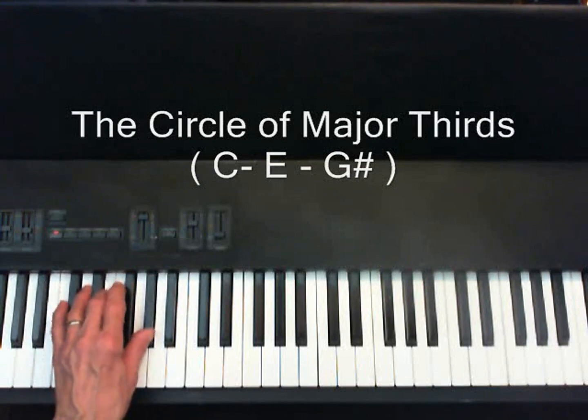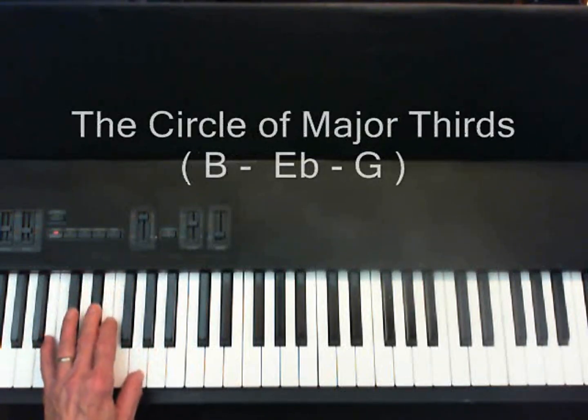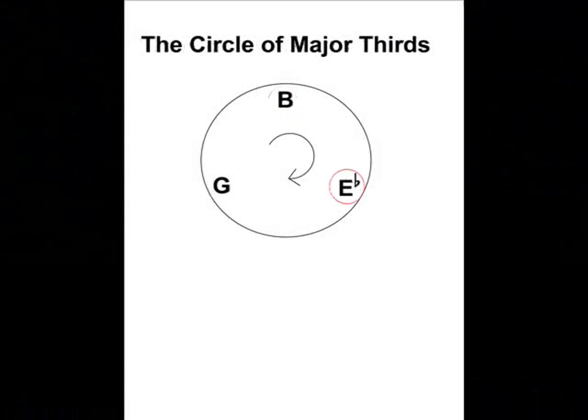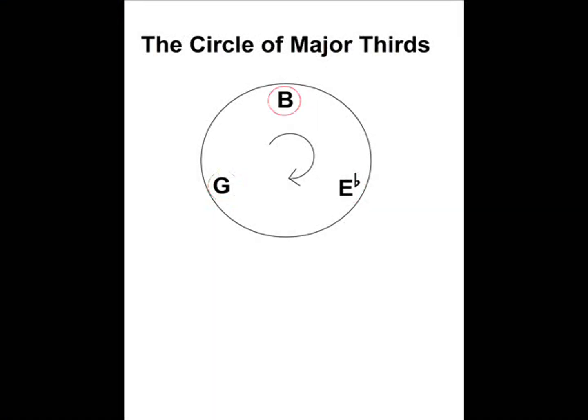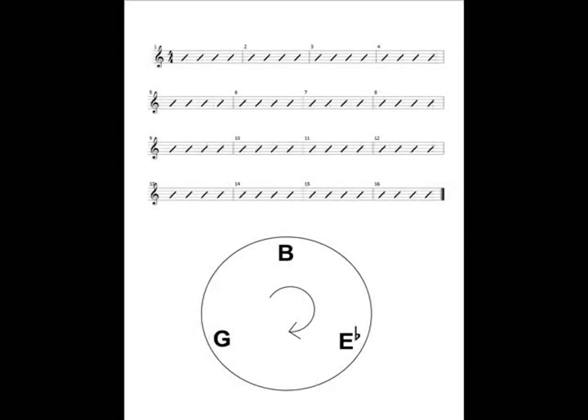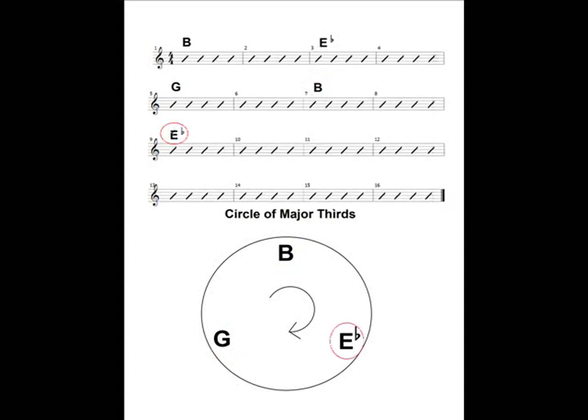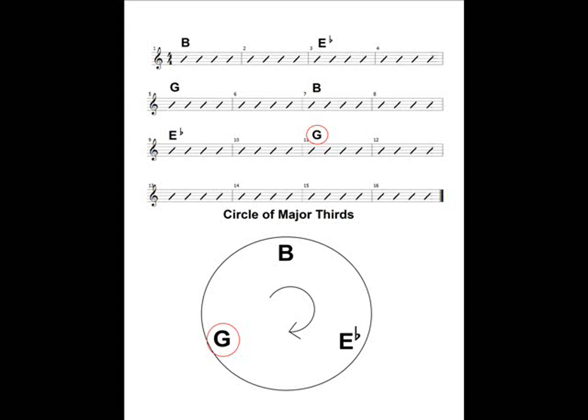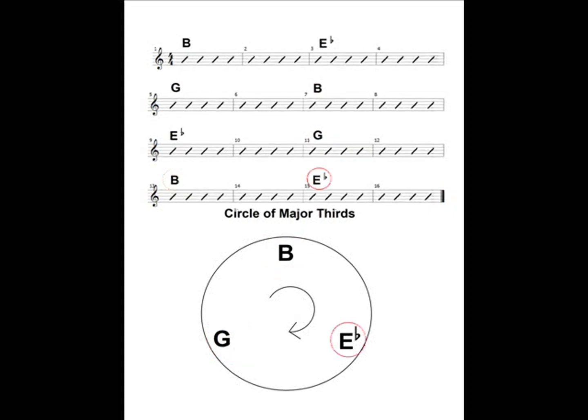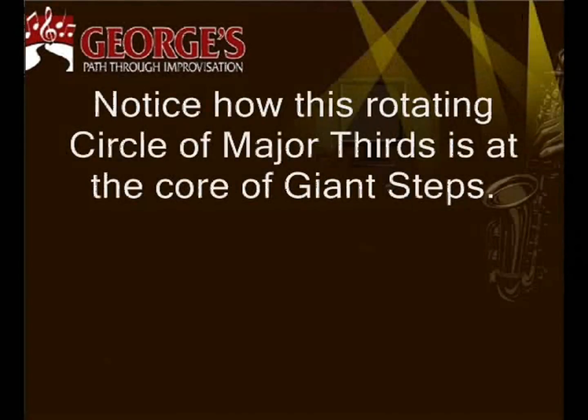Now let's play the circle 1/2 step lower. B, E flat, G, B, E flat, G, B. Next we're going to take the tones of this rotating major third circle and one at a time place them in the odd numbered measures of a 16 measure song format. Notice how this rotating circle of major thirds is at the core of Giant Steps.